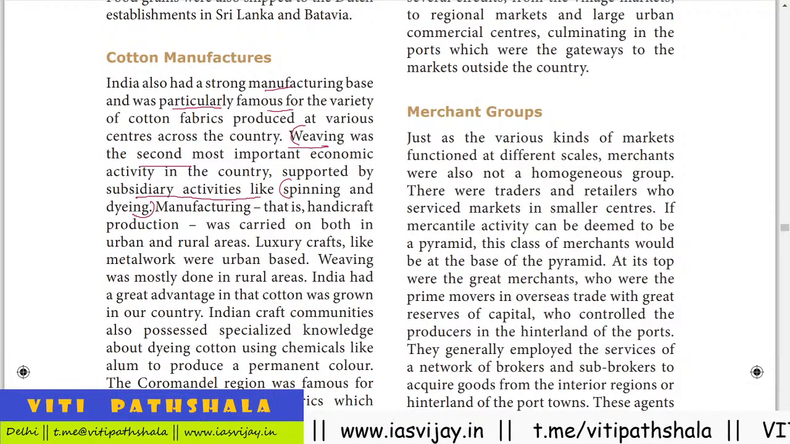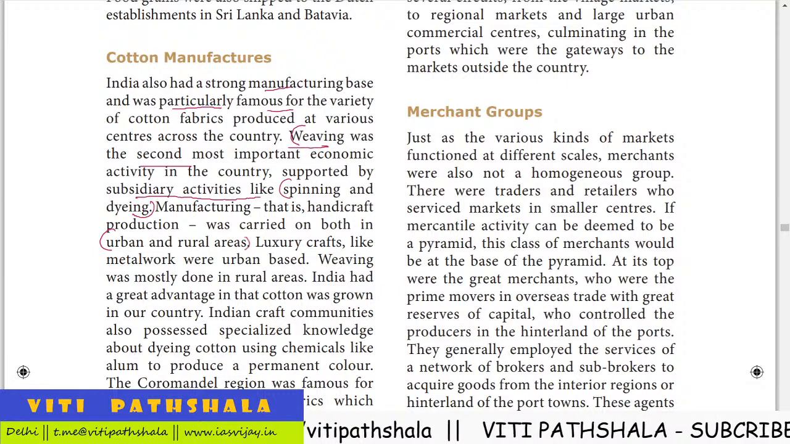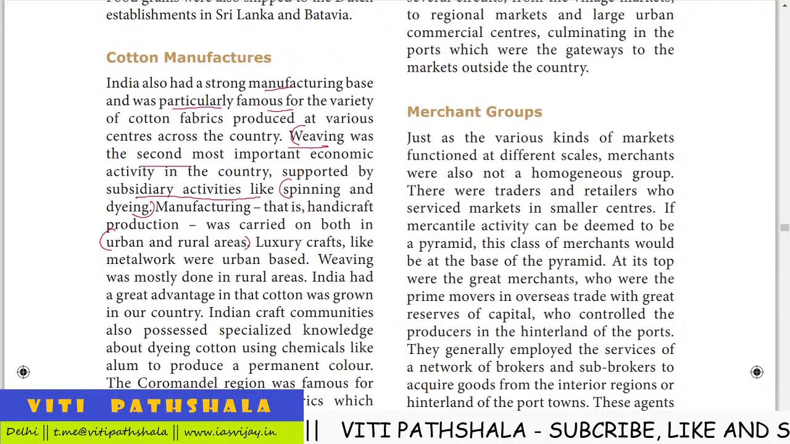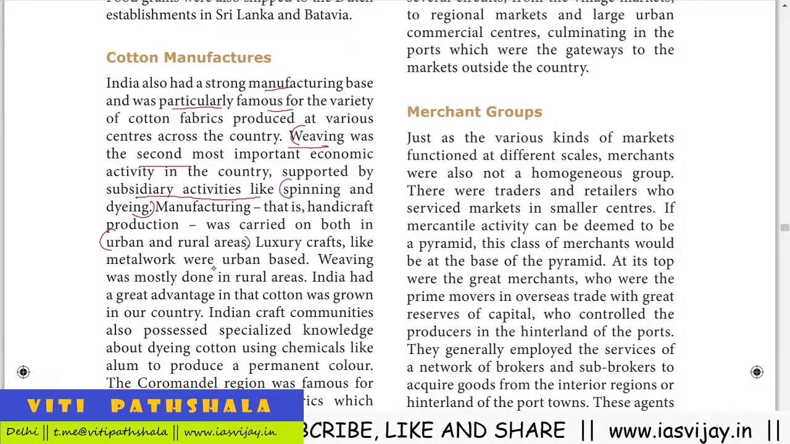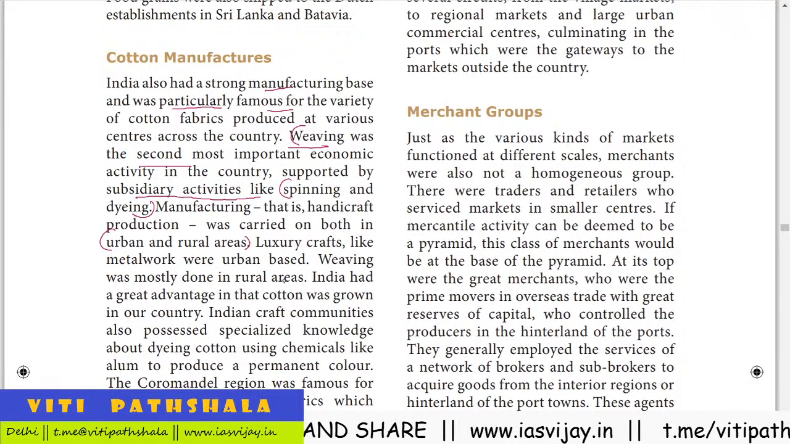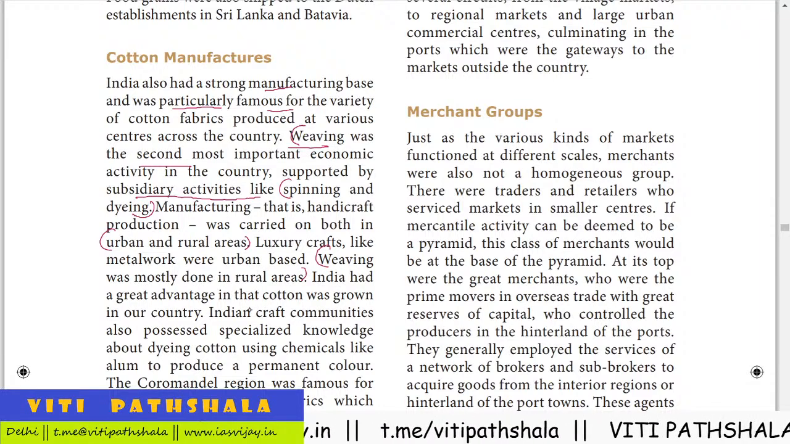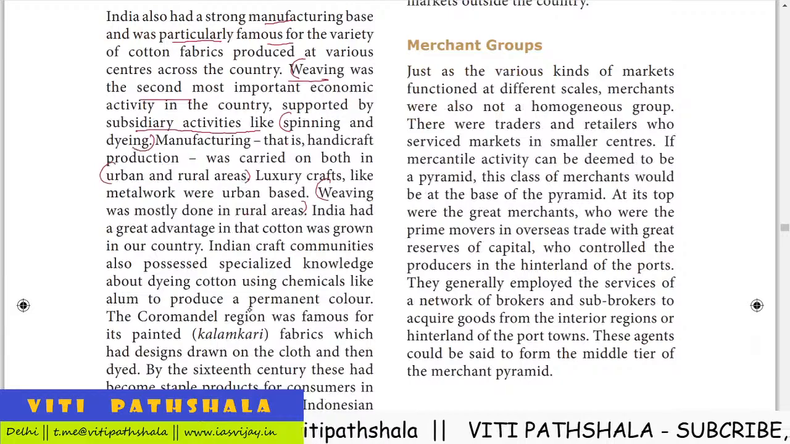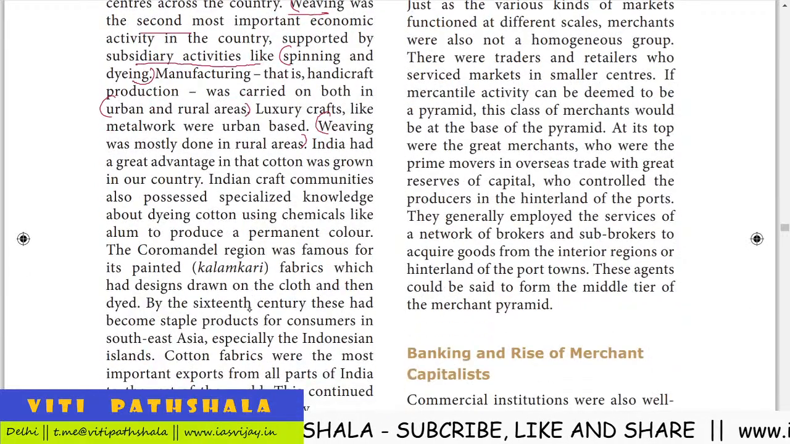Manufacturing, that is the handicraft production, was carried on in both the urban and the rural areas. Luxury crafts like metal work were urban based. Now weaving was mostly done in the rural areas. And India had a great advantage in that cotton was grown in our country.